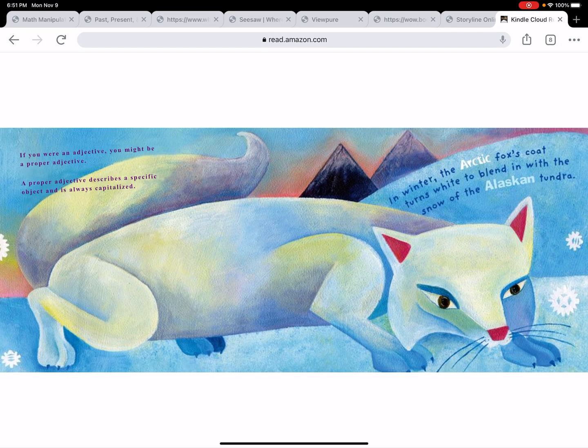If you were an adjective, you might be a proper adjective. A proper adjective describes a specific object and is always capitalized. In winter, the Arctic fox's coat turns white to blend in with the snow of the Alaskan tundra.